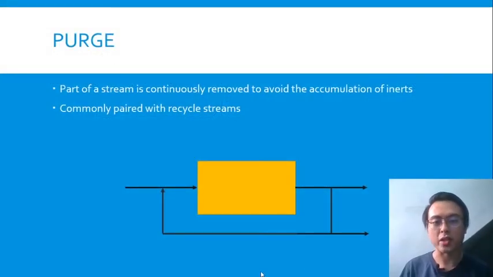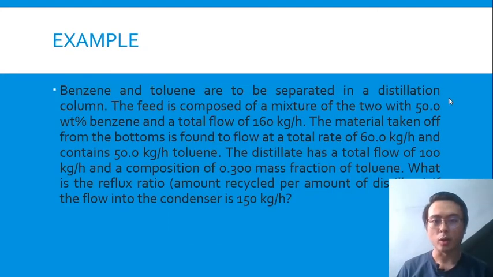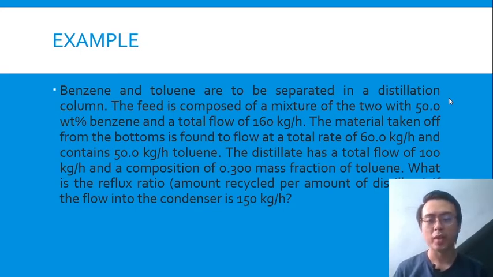Let's have our first example. Benzene and toluene are to be separated in a distillation column. The feed is composed of a mixture of the two, with 50% benzene and a total flow of 160 kilograms per hour. The material taken off from the bottoms is found to flow at a total rate of 60 kilograms per hour and contains 50 kilograms per hour toluene.